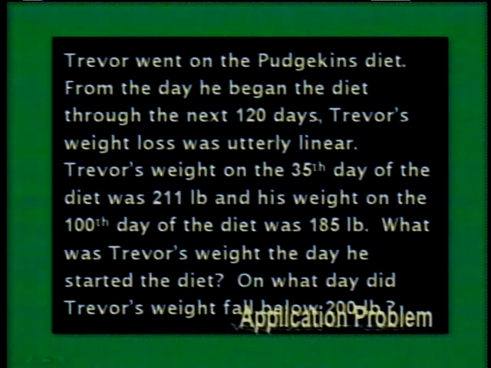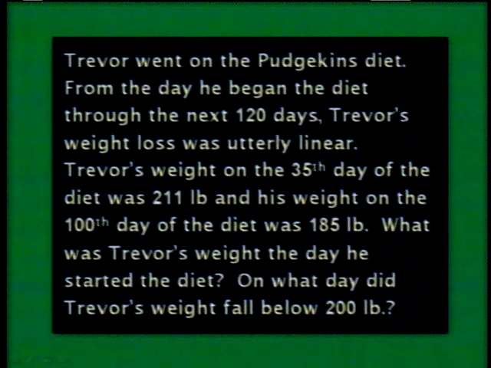Trevor went on the Pudgkins diet. From the day he began the diet through the next 120 days, Trevor's weight loss was utterly linear. Trevor's weight on the 35th day of the diet was 211 pounds, and his weight on the 100th day of the diet was 185 pounds. What was Trevor's weight the day he started the diet? On what day did Trevor's weight fall below 200 pounds?